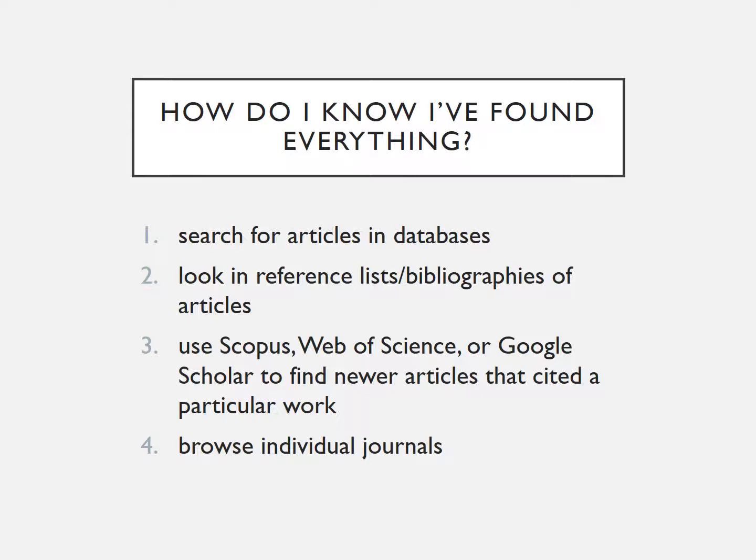Those databases will tell you who cited an article since it was published. So since my article was published in the year 2000, who else has cited it? Who's continued that scholarly conversation? And then finally, you can look through individual journals that might be likely to have published articles on your topic to make sure you didn't miss anything with your database searches.